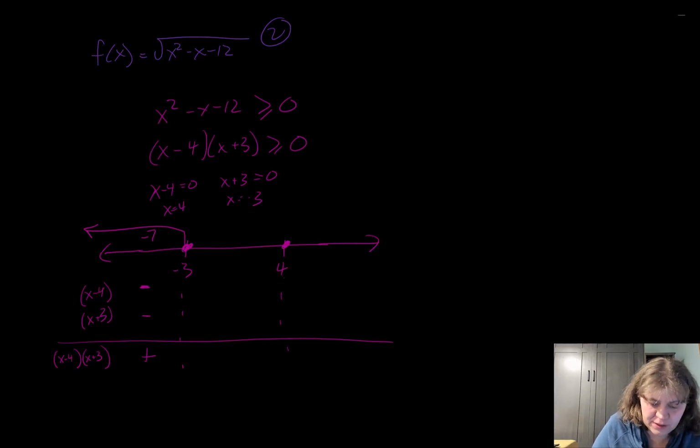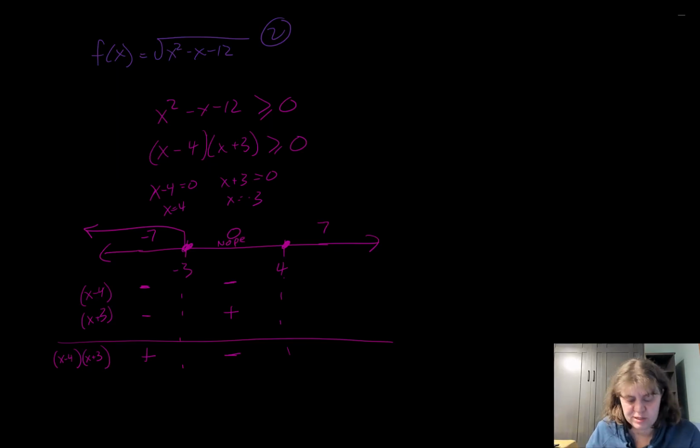So let's pick another test point that's in between negative 3 and 4. 0 is my favorite number. If I can grab 0 for these guys, I always do. So 0 minus 4 is a negative number. 0 plus 3 is a positive number. A negative times a positive is going to turn into a negative number. So this is a nope. Don't touch this, not this area. All right, picking a number over here. For some reason, we're on a 7s kick. 7 minus 4 is positive. 7 plus 3 is positive. That's going to give me a positive number. So these numbers are also in, and they're good to go.